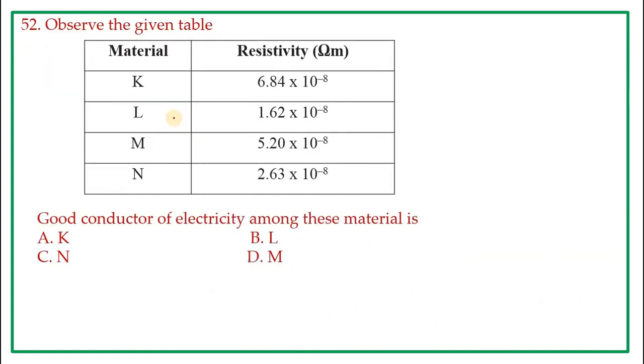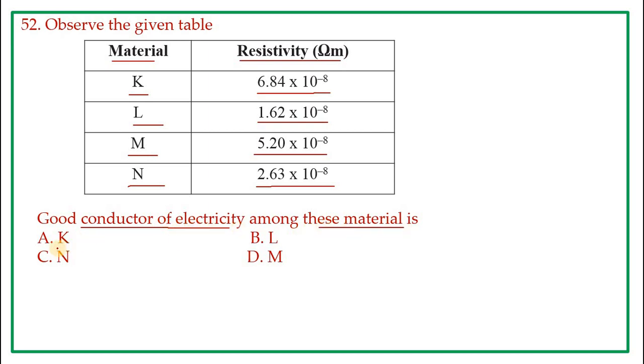Move on to the next one. Observe the given table. The materials are given in one column and in another column they have given the resistivity. K is 6.84 into 10 to the power of minus 8, L 1.62 into 10 to the power of minus 8, M 5.20 into 10 to the power of minus 8, N 2.63 into 10 to the power of minus 8. Which of these materials is a good conductor of electricity? K, L, N or M?